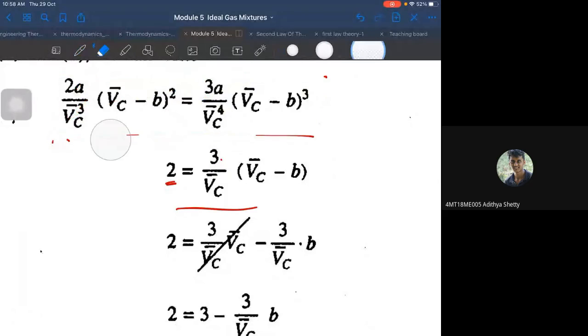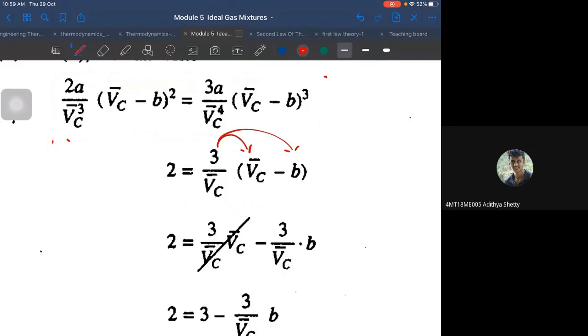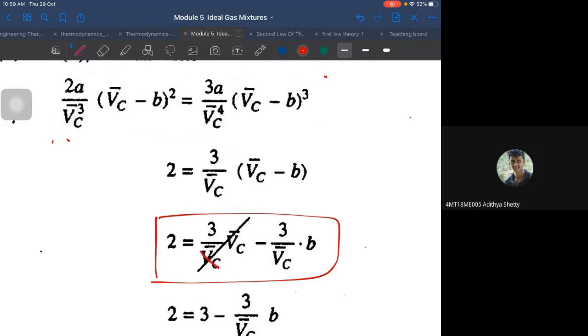Multiply this term with both the terms. 3 into V bar C into V bar C, what happens? Your V bar C and V bar C goes away. And 3 into V bar C into B is your second term. In these terms, which is common, guys? I am now asking in this particular equation, I have cancelled V bar C. Which is common?